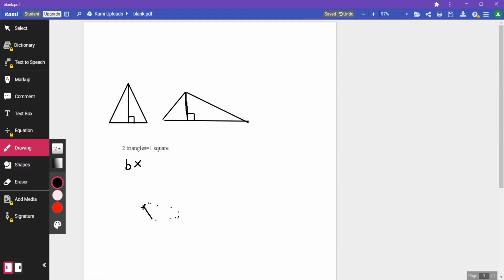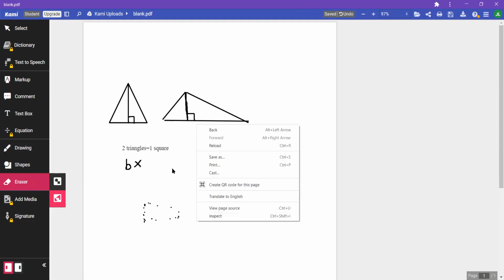Where do you find the height? There's a height down here. You have to find it outside of the triangle. Sometimes you have to find the height outside of the triangle. That is the case of finding the height somewhere other than inside. But after you've done it, you have to put a 90-degree sign here.